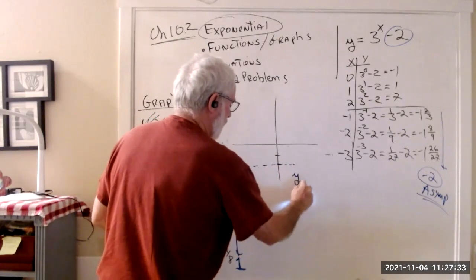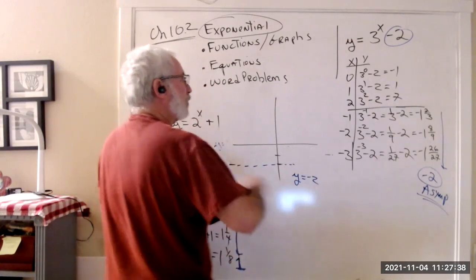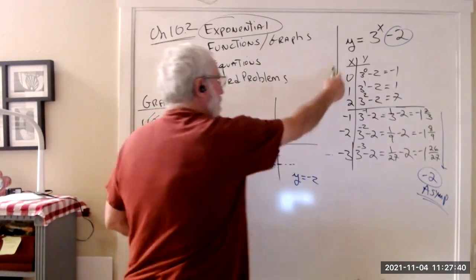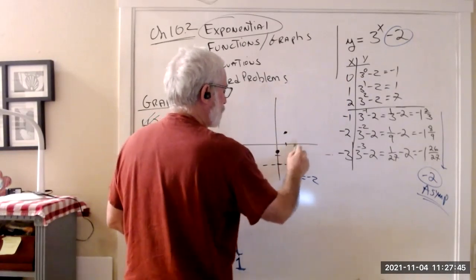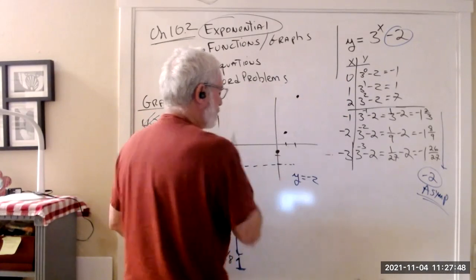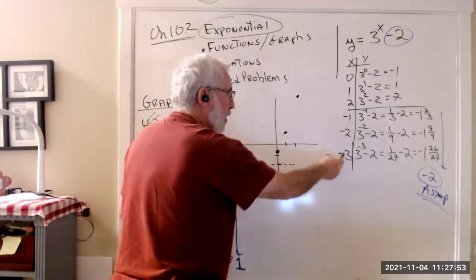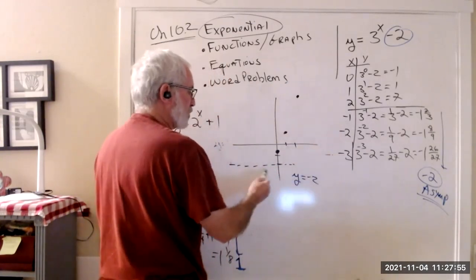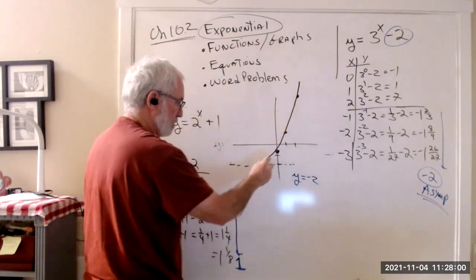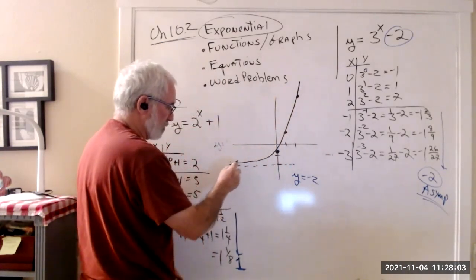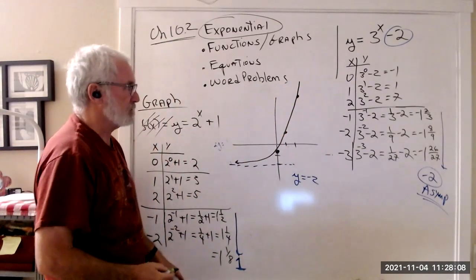Okay, this is y equals -2. There's my asymptote. When x is 0, y is -1. When x is 1, y is 1. When x is 2, y is 7. I'm not even going to bother with the negative ones. It gets too messy. I know my graph looks like this and approaches the asymptote. Never crosses it, doesn't touch it, doesn't cross the asymptote.